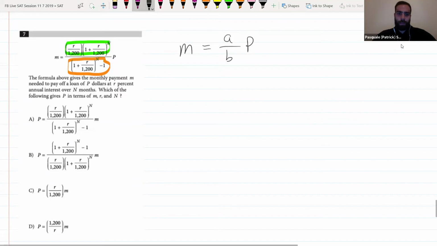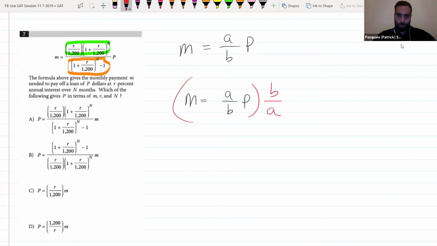So we have M equals and we want to isolate P. So all we need to do is multiply by the reciprocal of A over B. Again, basic algebra looks a lot simpler when it's written like this. If we do that, A over B will cancel out on the right-hand side. So now we have P on its own side, which is what we need for this question.